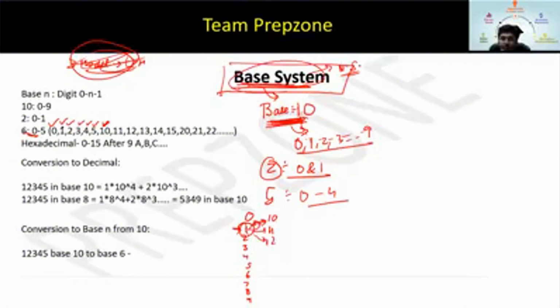Similar thing is happening here. This becomes my first digit. Every other digit is getting repeated one by one. Again, 2 becomes my first digit. Every other digit is getting repeated one by one. Okay. Just related to base 10.